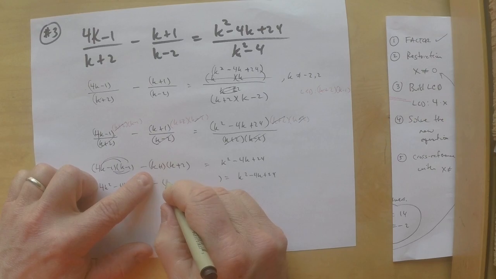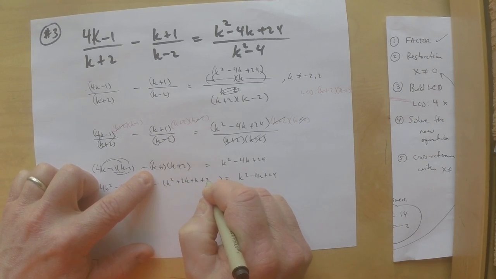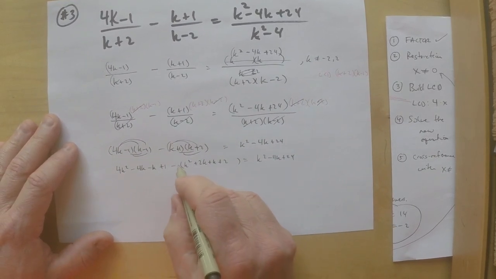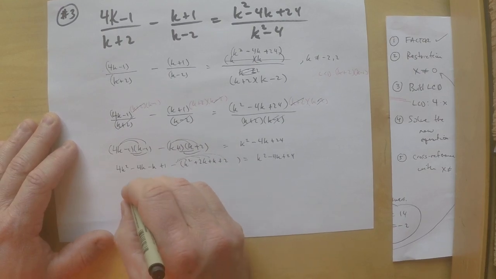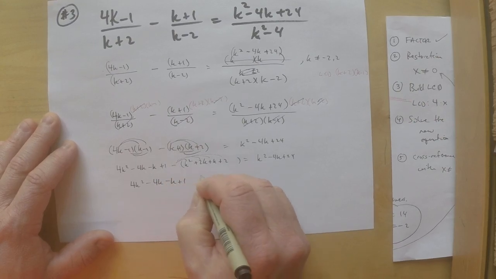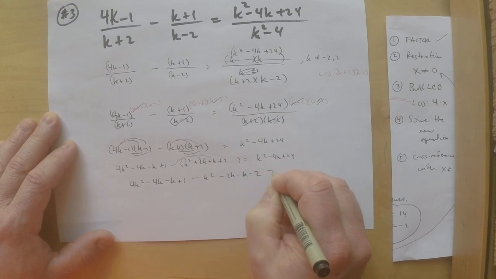I can distribute this mess out. K squared plus 2k plus k plus 2. Take off, change the sign on all those. So I end up with 4k squared minus 4k minus k plus 1 minus k squared minus 2k minus k minus 2.